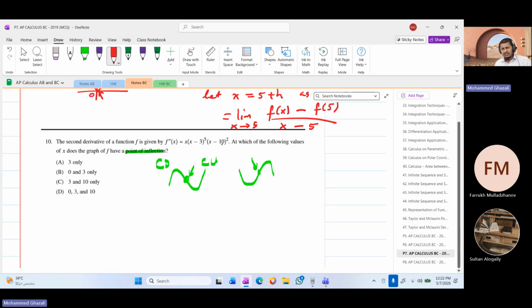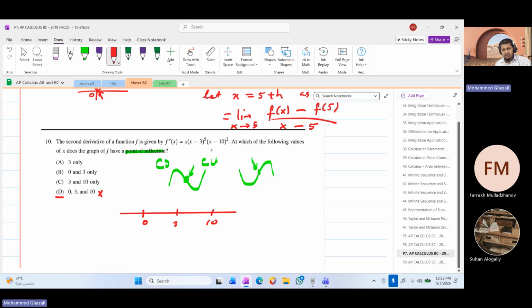All right, making the double derivative equal to 0, you're going to end up with 0, 3, and 10. You're going to select this answer. But remember what I said, the point of inflection is a change in concavity. So when will the concavity change? You need to put all of these on the critical number line: 0, 3, and 10.